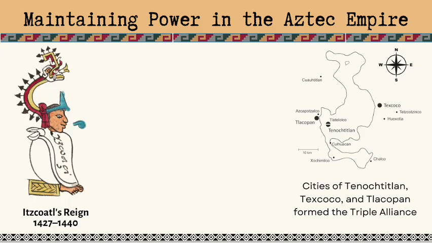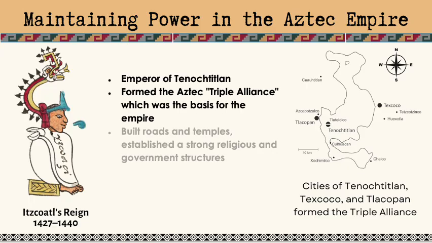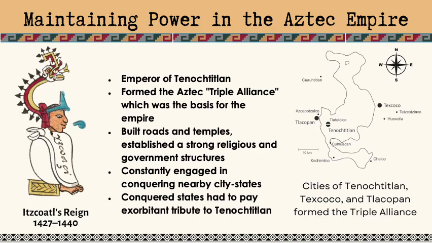So how did they maintain power in the Aztec Empire? Emperor Itzcoatl, his reign over the Aztec is where we see the building and solidifying of central power in the Aztec Empire. Itzcoatl united 3 Aztec city-states after winning a conflict to establish the Triple Alliance. The city-states of Itzcoatl's Tenochtitlan, combined with nearby Tlacopan and Texcoco, form the Triple Alliance, which is the foundation of the Aztec Empire.